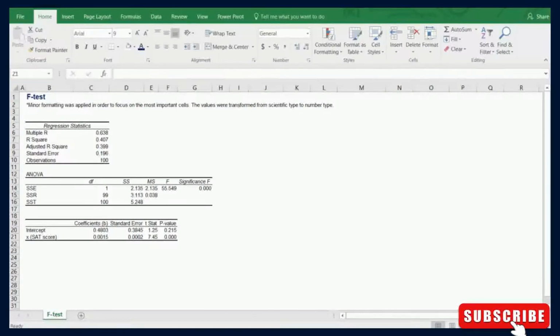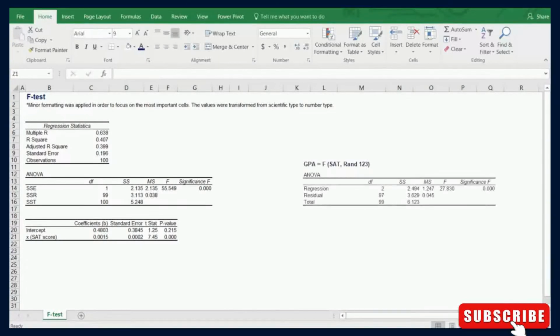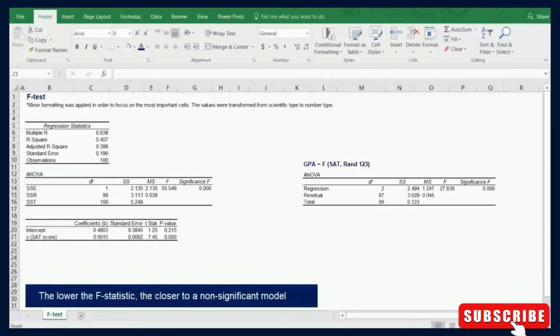Let's see the ANOVA table for the model, where we added the random 1, 2, 3 variable that had nothing to do with anything. The F-statistic is 27.8, and the p-value is 0.000. You can see the F-statistic is lower. The model is still significant, but less so. The lower the F-statistic, the closer to a non-significant model.